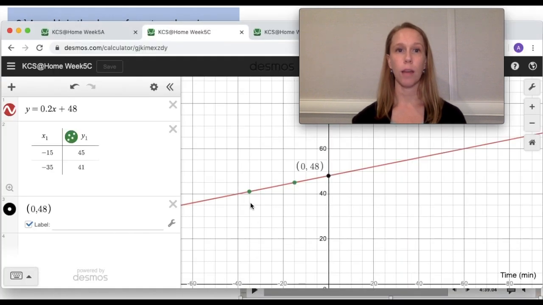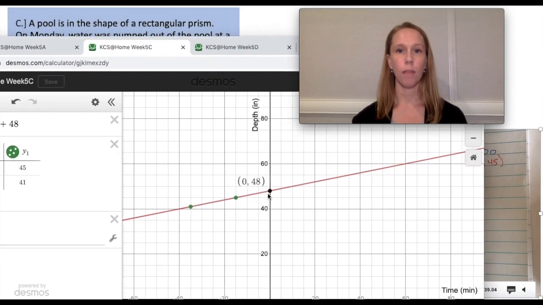In a graph, I can verify this. If I know this is my equation and this is my table of values, I can look at my graph and see right here where the line crosses the y-axis is going to give me my initial value, or my y-intercept. So I know that that is correct.